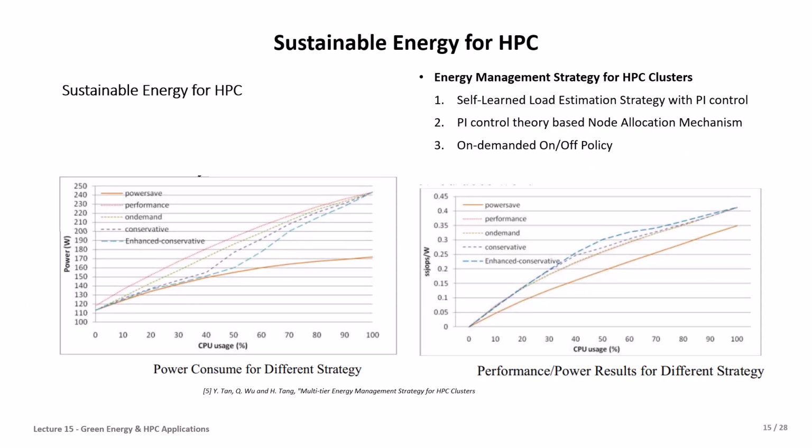Here you can see a presentation of the sustainable energy for the HPC and how the energy management strategy for the HPC cluster could be had in different manners. You can see the CPU usage and also the power on the left hand side, and you can see with different control theory and policy how it behaves differently and which one reduces the power usage much more than the others.